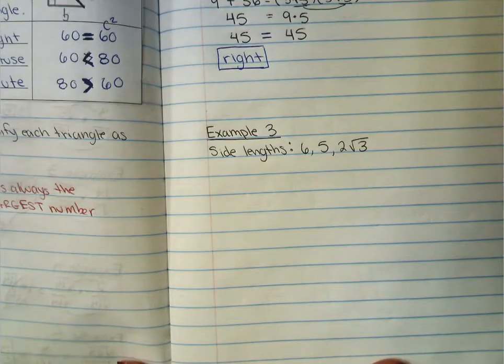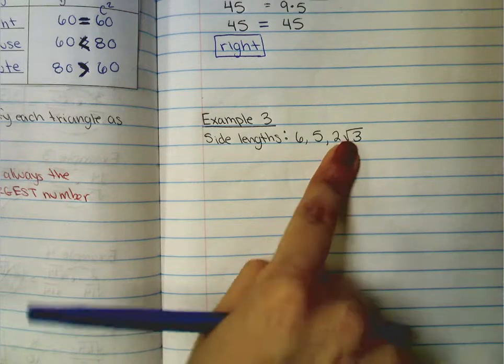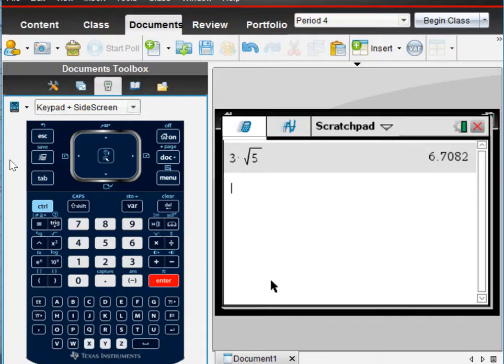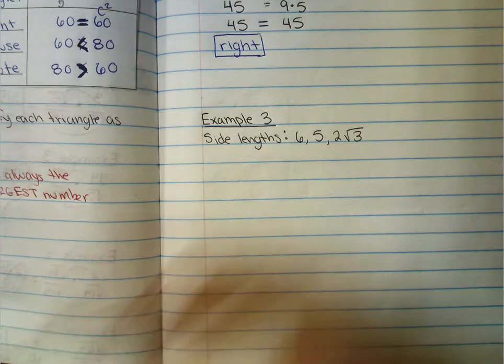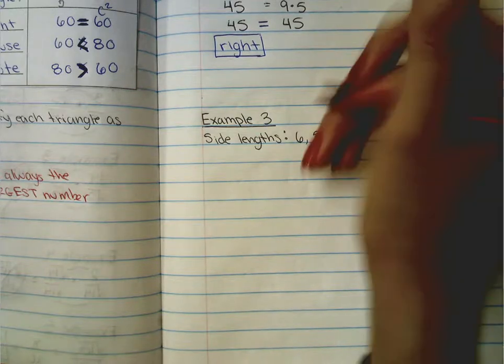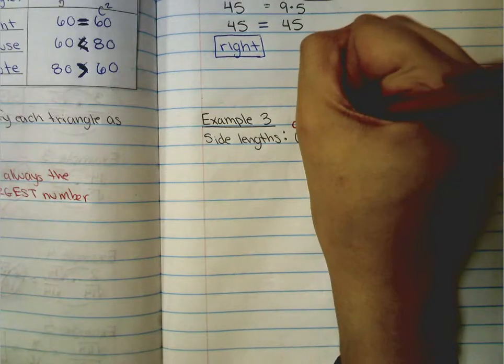And then one more example. Again, I have a square root. And so I'm going to check that just to make sure that that's not the biggest number. So I'm going to take 2 square root of 3. That gives me about 3.5 if I'm rounding. Therefore, it is not the biggest number. That means 6 has to be c because that's the biggest number. And then this one's a and this one's b.